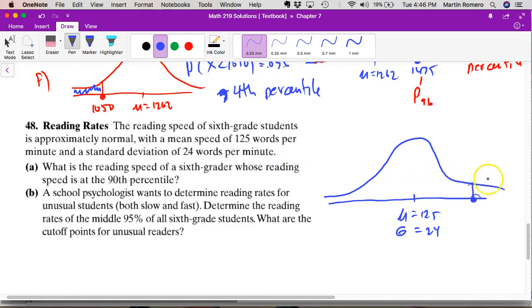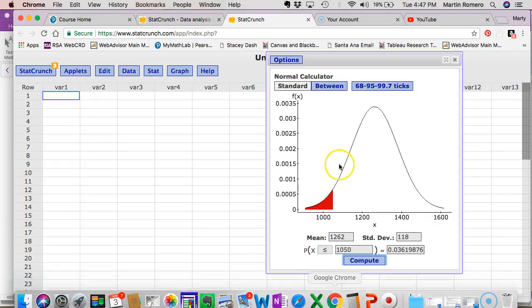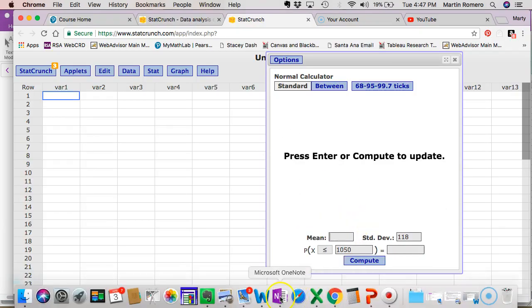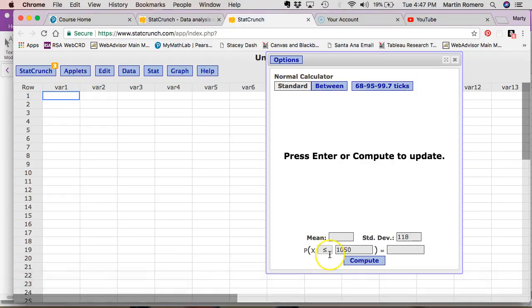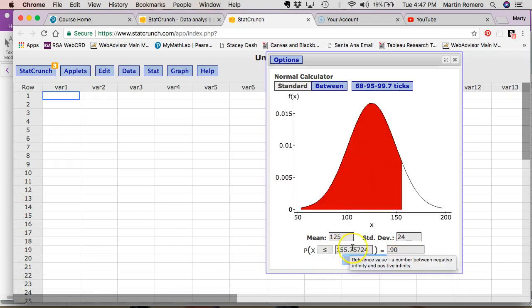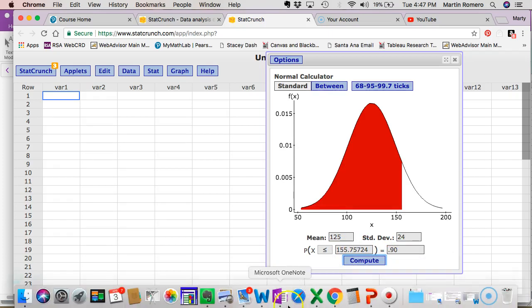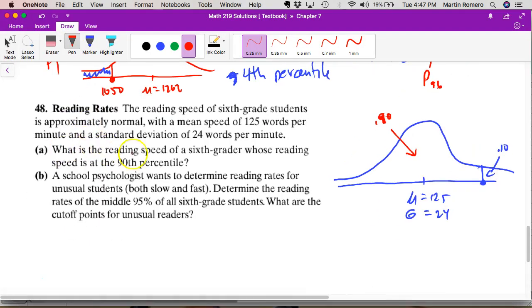So what we're looking for is right here. This area is 0.10, or another way to think about it, the area on this side is 0.90. So the 90th percentile is going to be the area here. In order to answer that question, we have to go back to StatCrunch. We need to pick off the mean and standard deviation, 125 and 24. Put 125 in there, 24 here, and then I'm going to put 0.90 there because I want the 90th percentile. Compute. So 155.76.